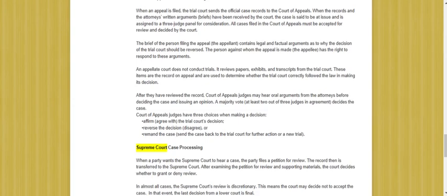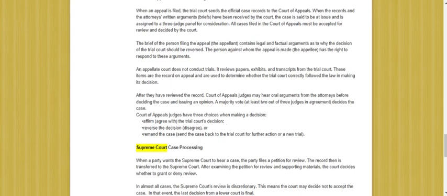So it says, after they have reviewed the records, Court of Appeals judges may hear an oral argument from the attorneys before deciding the case and issuing an opinion. The majority vote, at least 2 out of the 3 in agreement, decides the case. Court of Appeals have 3 choices when making a decision. 1, affirm, or agree with the trial court's decision.